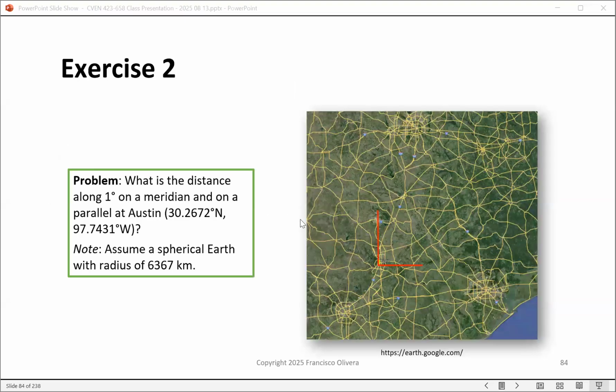Specifically for 1 degree, we would like to know what is 1 degree. We're in Austin. What would be 1 degree in the north-south direction and in the east-west direction if you are traveling from Austin north or from Austin east? Just this drawing, which is to scale, is showing you that it's going to be a longer distance in the north-south direction than in the east-west. We are going to assume that the shape of the Earth is spherical and that the radius of the Earth is 6,367 kilometers.